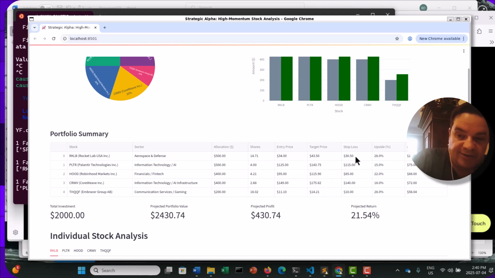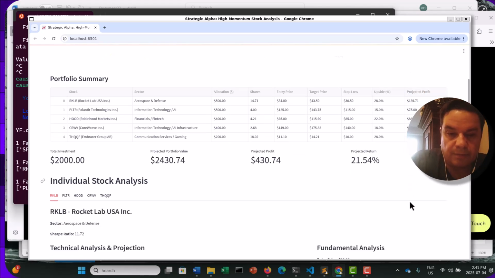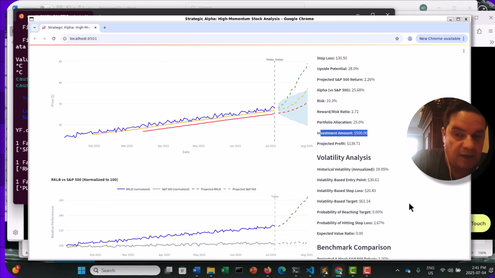So here's our target price. Stop loss we've also applied to each one. And then the upside of each return. So the highest returning one will be this Embracer, along with the Rocket Lab at 28%. So that's expected profit in US dollars. This is how advanced this AI is.